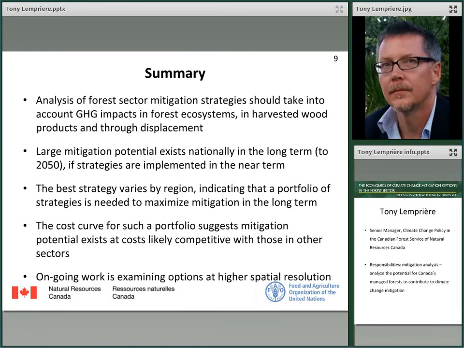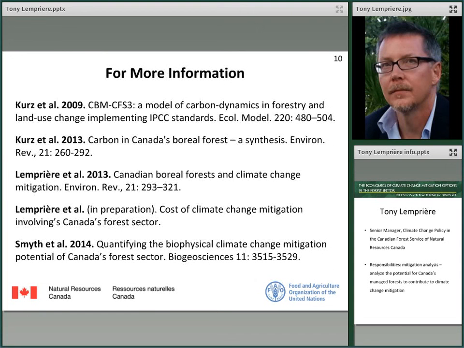We also found that over the long term, forest sector mitigation costs are likely competitive with mitigation costs in other sectors. And finally, we do acknowledge that this analysis was done at a very coarse scale, and it cannot capture the more regional or localized opportunities. And so we have ongoing work that is examining options at a higher spatial resolution. More information can be found in these references.